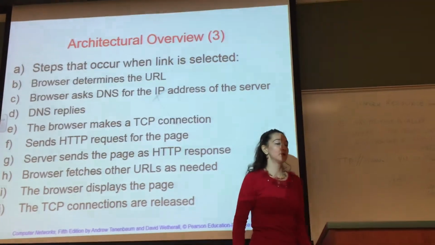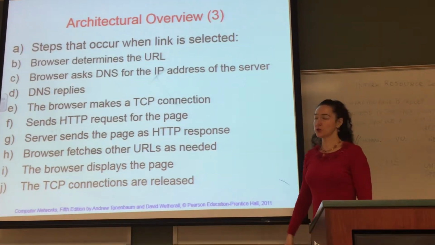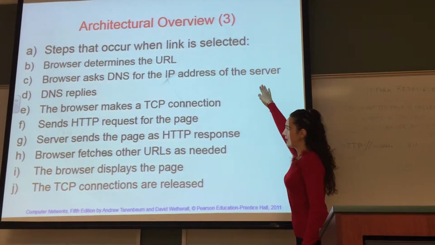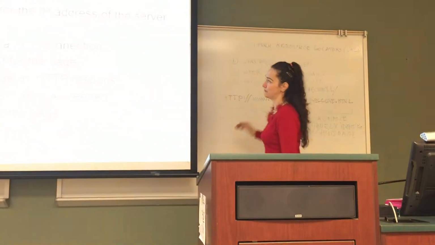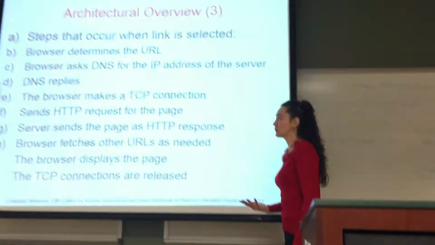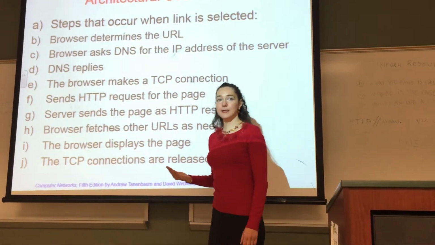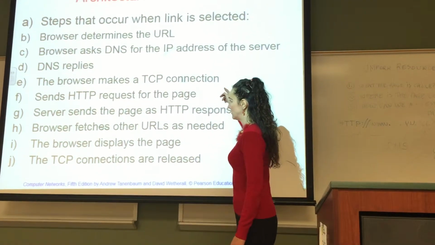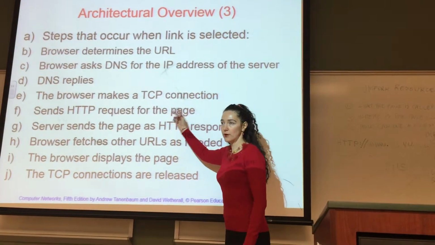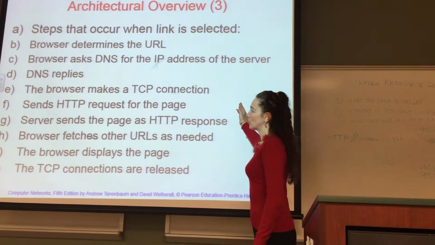It needs the IP address to establish a TCP connection with the server. So it's going to contact DNS and obtain the IP address of this server. And once it gets a response from DNS and has the IP address, it can use that to establish a TCP connection through the three-way handshake that we have seen with that server.